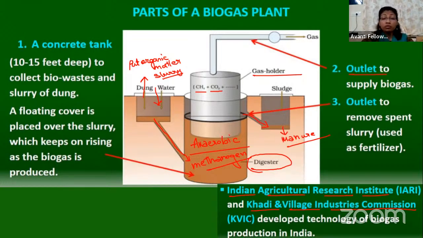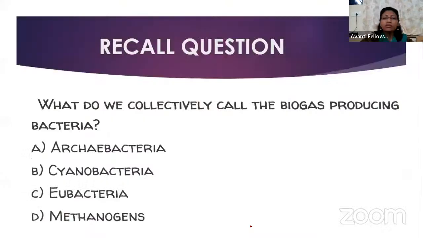As you know, the fossil fuels are declining day by day, so we have to use alternatives. Now, here is a question depending on biogas. Your question says, what do we collectively call the biogas producing bacteria? What are these bacteria known as who are helping in the production of biogas? Option A, the archaebacteria, option B, the cyanobacteria, option C, the eubacteria, and option D is methanogen, right?